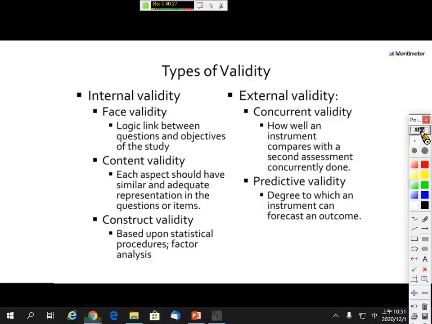And external validity refers to when we want to apply the study to other settings, whether it is valid or not. So this is the so-called external validity. And external validity has two kinds. One is the concurrent validity. We have one study A, study B, study C, right? If all of these studies focus on the same study issue, then the findings should be similar. Is that right?